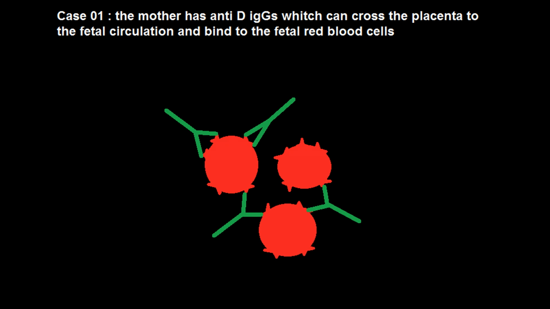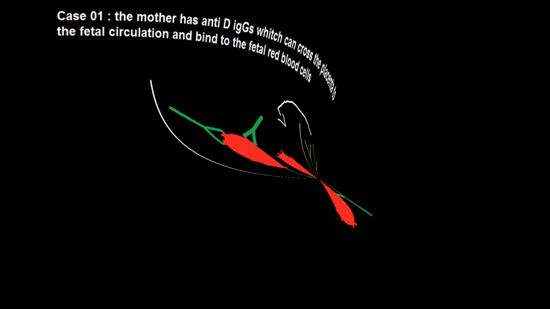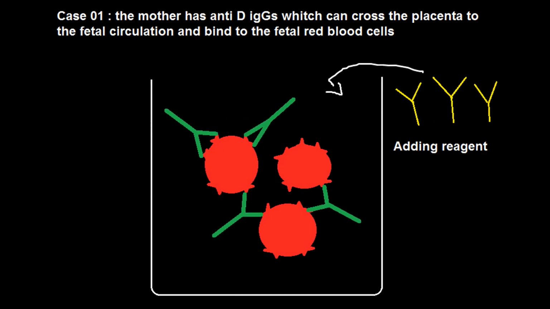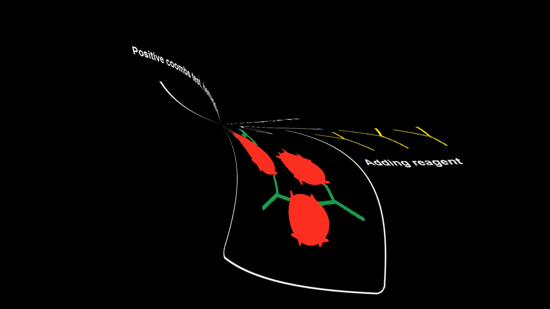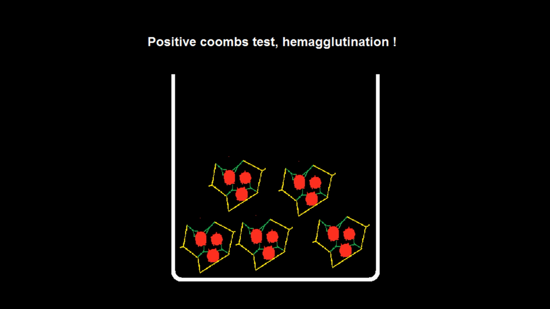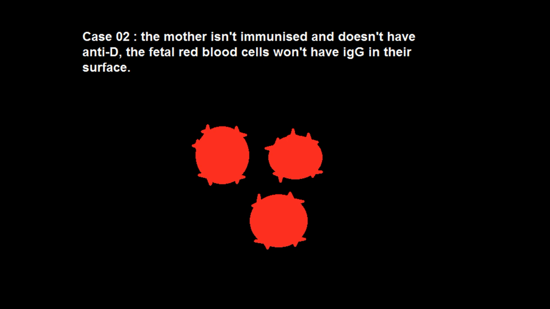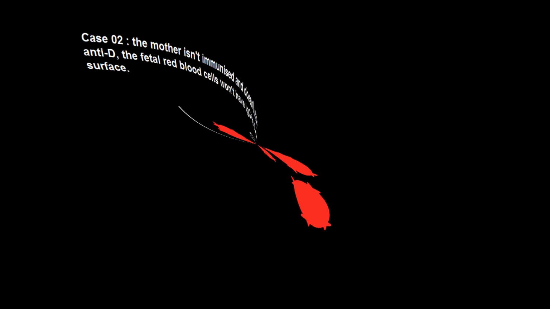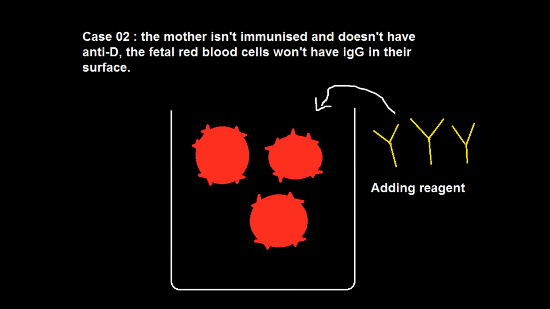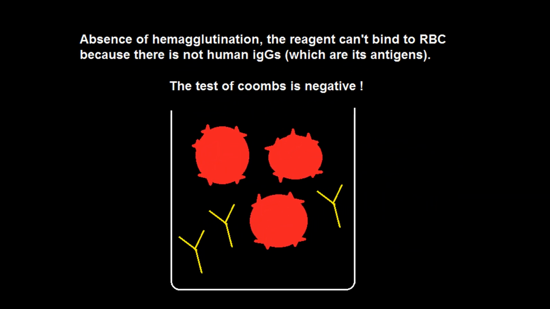We put fetal red blood cells in contact with Coombs reagent. The presence of anti-D at the surface of red blood cells will allow the antiglobulins to fix them and then to agglutinate red blood cells, which will create a small blood clot that is visible. We call this hemagglutination, and the direct Coombs test is then positive. The absence of anti-D, that means the absence of maternal-fetal immunization, won't allow the creation of the blood clot. The direct Coombs test is then negative.